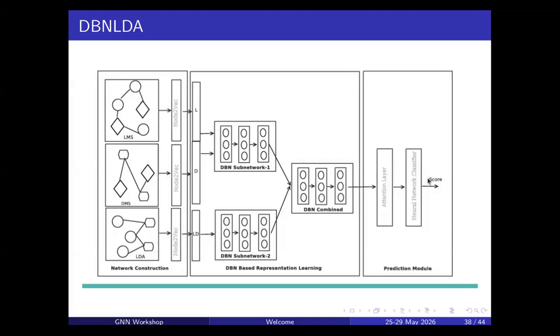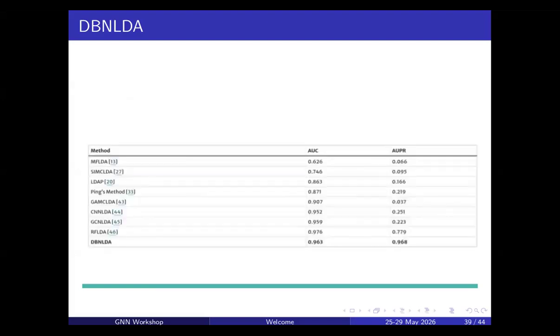We do the train-test split. We first train the model, then new, unknown LNC RNA disease pairs are given, and we predict whether they are associated or not. We compared it with most of the state of the art models. LNC RNA disease association prediction is a very popular problem. It is still relevant; you can see many graph-based papers coming even in 2026.